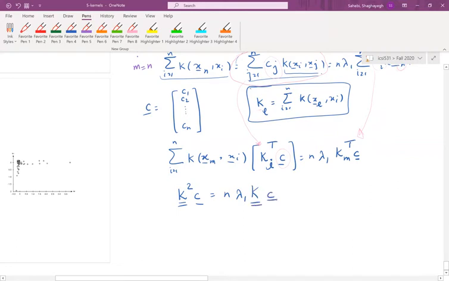Okay, that sounds interesting. It looks like I could get to an equation where I don't know c and I don't know lambda 1. I know K is my kernel matrix, and I know n. Now I want to find c and lambda 1 according to K and n.